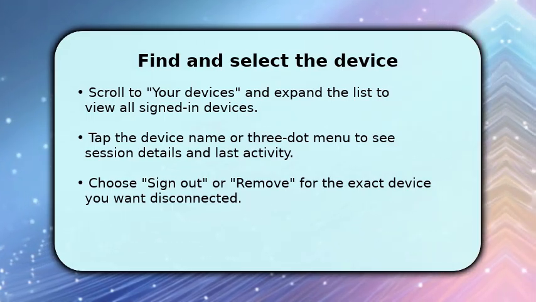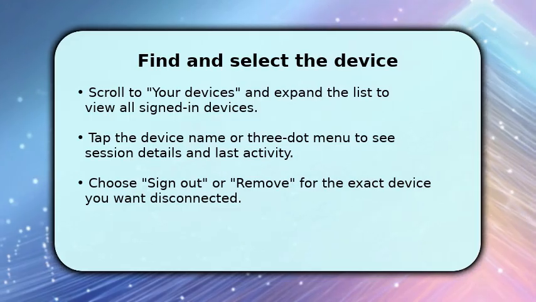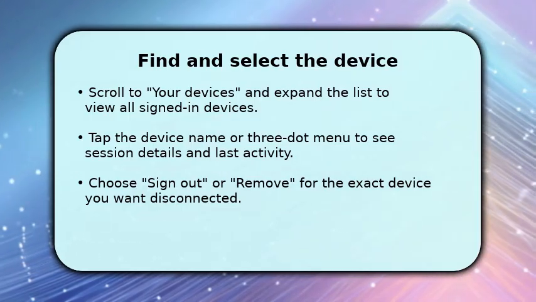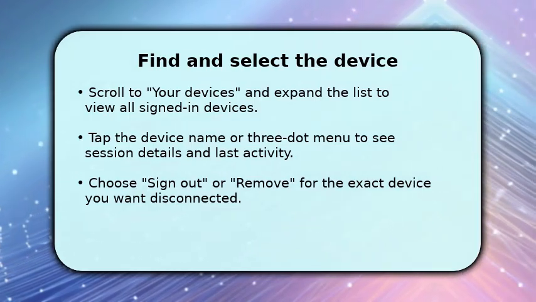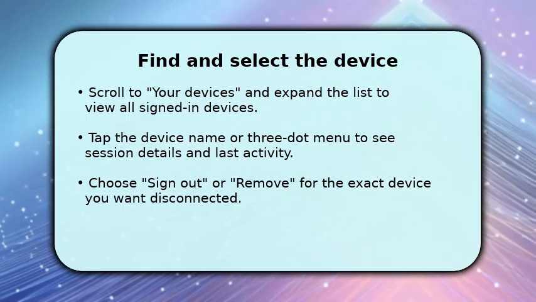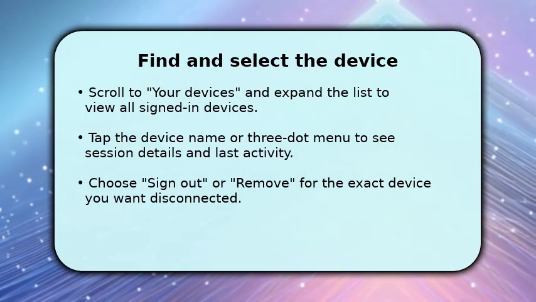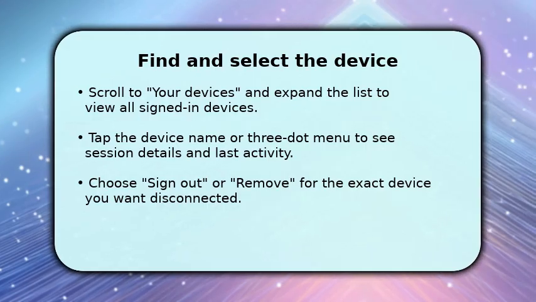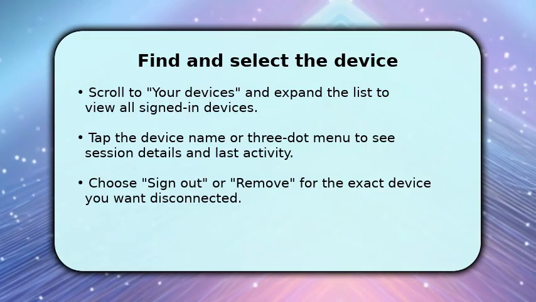Once identified, click the device entry to open details. Here you'll see options like Sign Out or Remove Access. Select that option and confirm when prompted. This revokes the device's token and stops Gmail sync. Make sure to repeat for any additional devices.